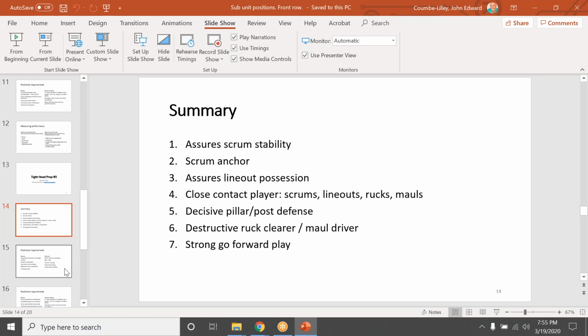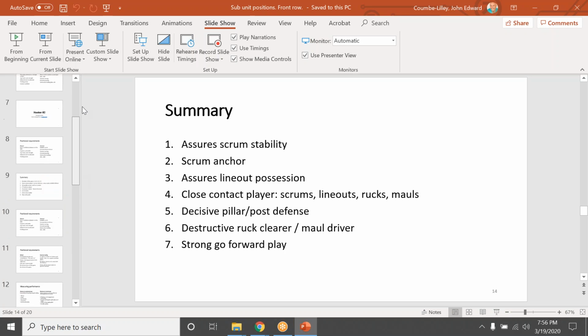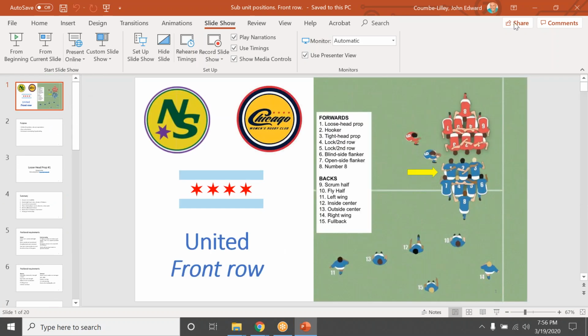advantages us. Because as the hooker, well, when you think about the scrum, I'm going to take us all the way back to the beginning here. When you look at that picture of the scrum, when you look at 1, 2, 4, 7, that side of the scrum, the left-hand side of the scrum, is the ball-winning unit. 3, 5, and 6 are the stabilizing side.